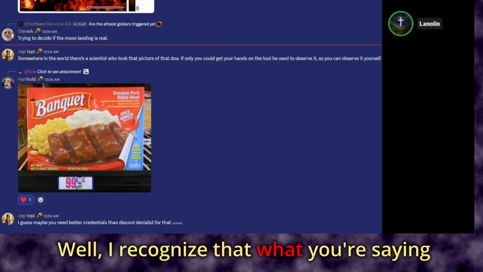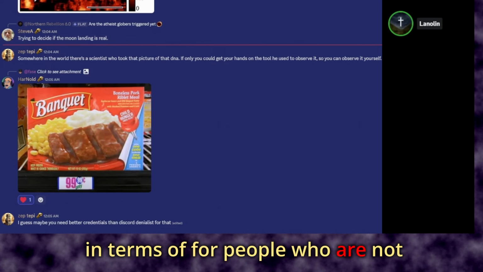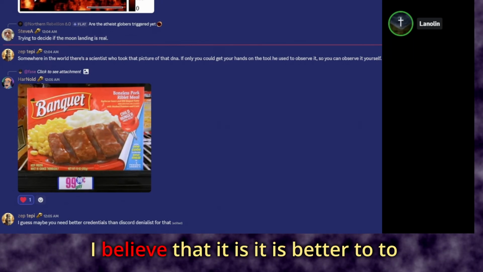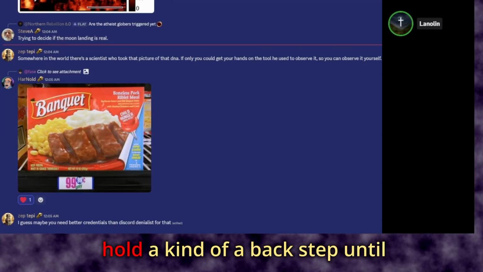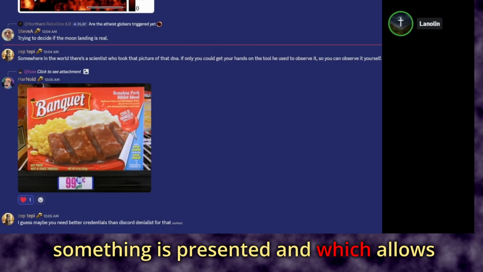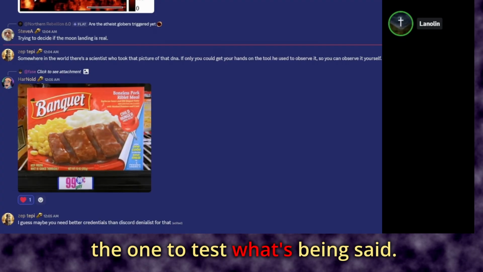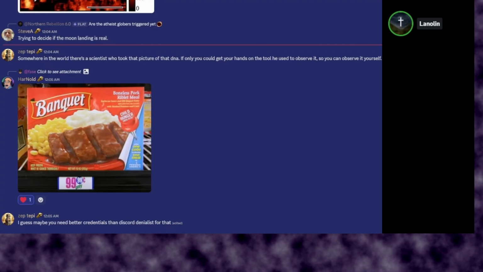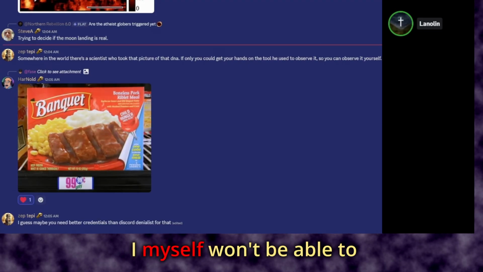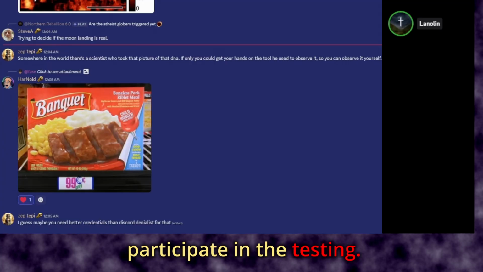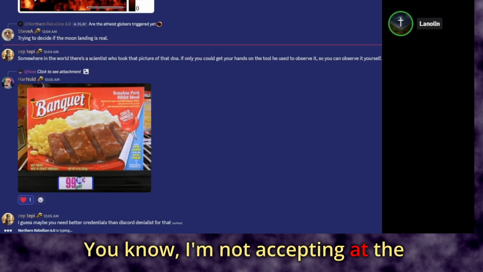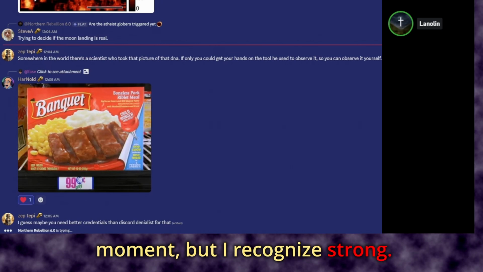Well, I recognize what you're saying. For people who are not capable of even investigating, I believe it is better to hold a kind of back step until something is presented which allows one to test what's being said. I believe that's important. I really believe that Taylor is encouraging some testing. I myself won't be able to participate in the testing, and I'm here just to hear. I'm not accepting at the moment, but I recognize strong logic proposed.